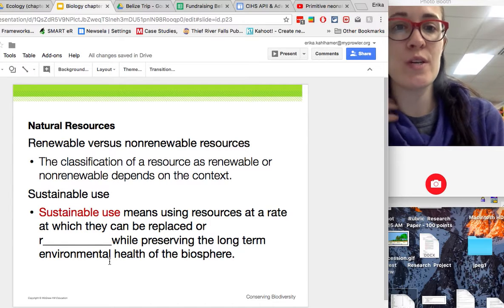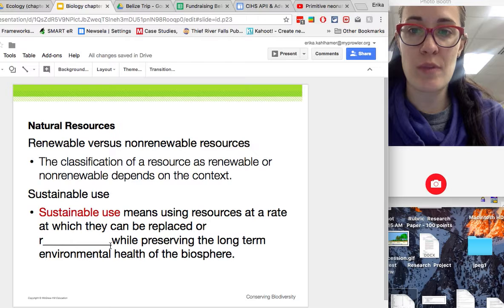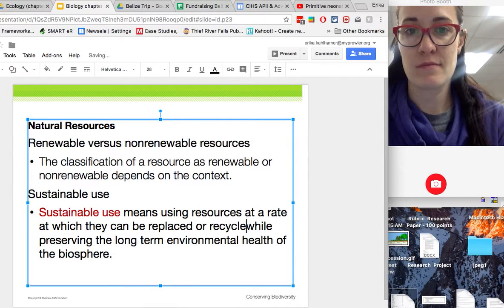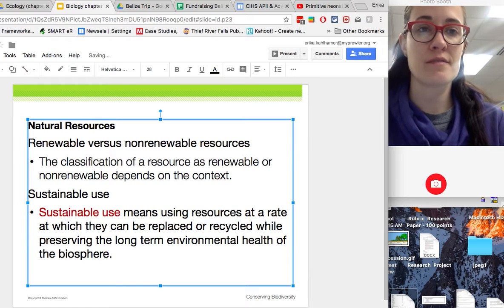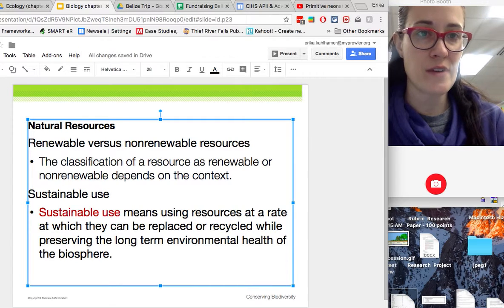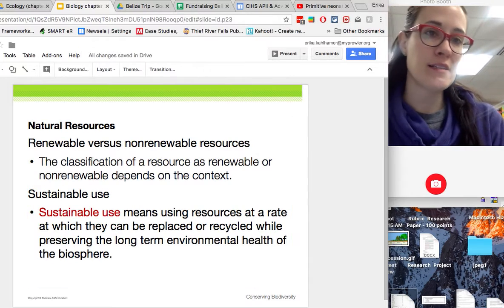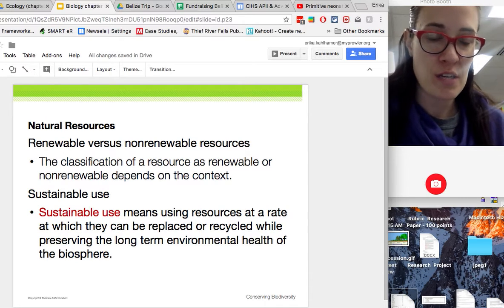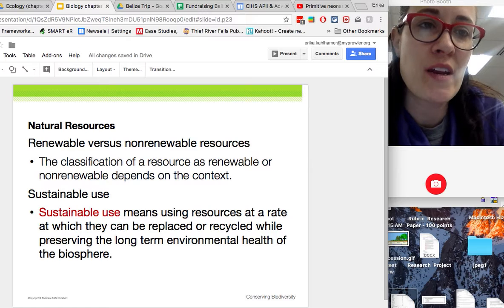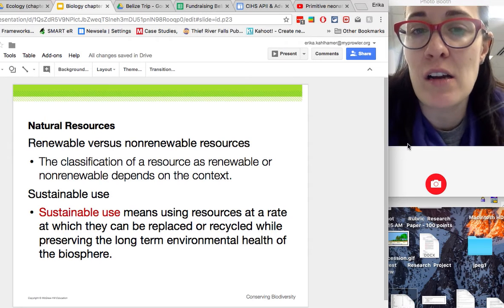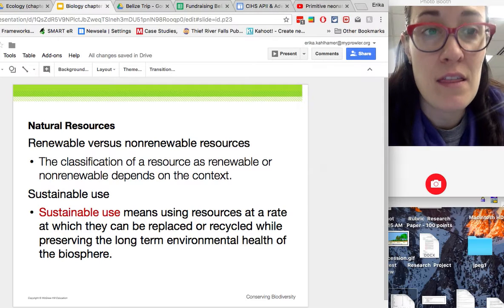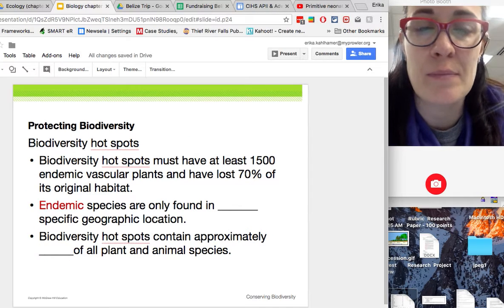It means using resources at a rate at which they can be replaced or recycled while preserving the long-term health of the biosphere. Keeping in mind that we need water, we need to use fossil fuels. That's true. But how can we do it in a way that protects the environment long term? That's sustainable use, and that's something that should be thought about before things are done.